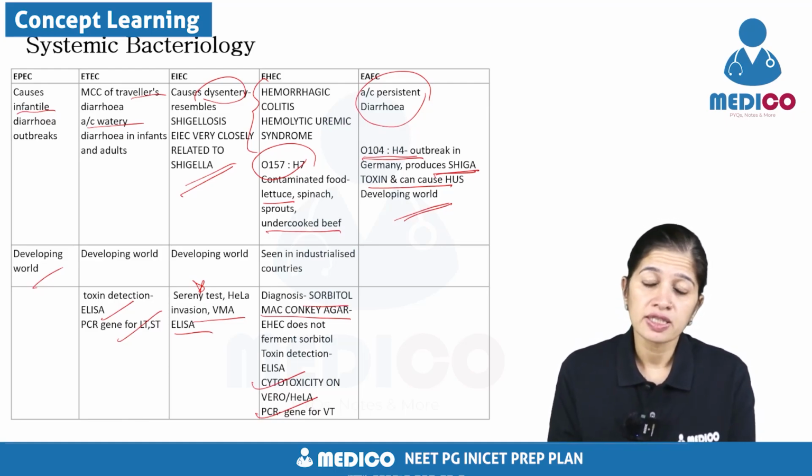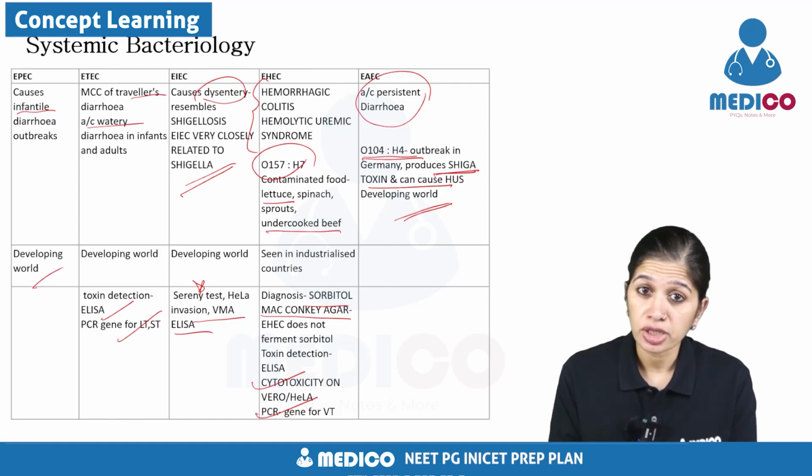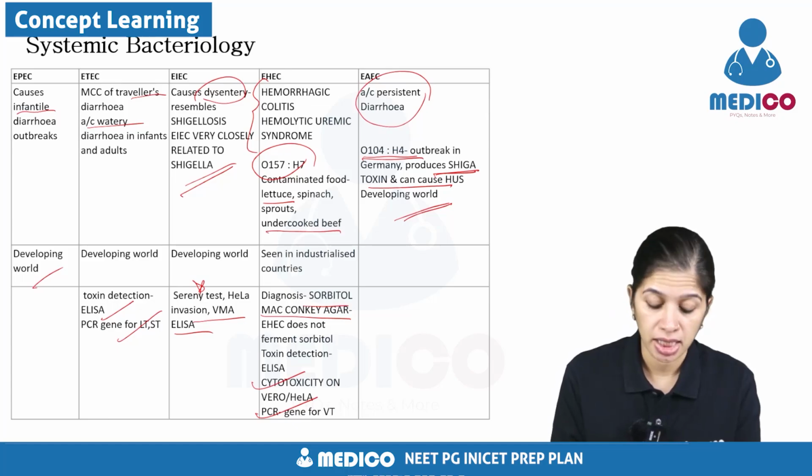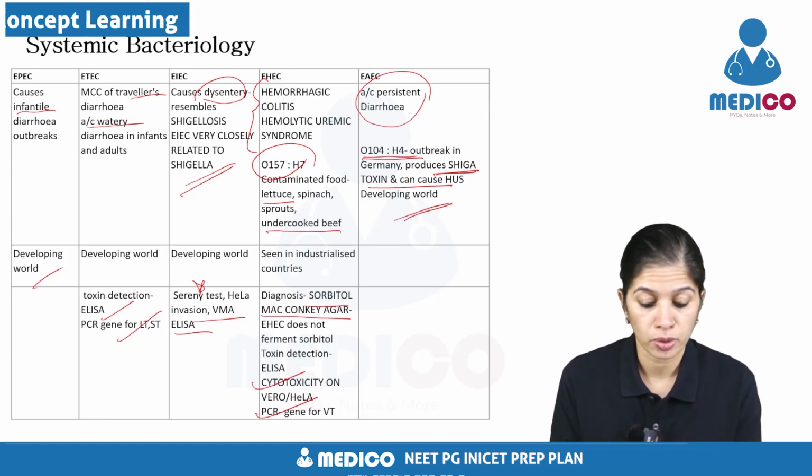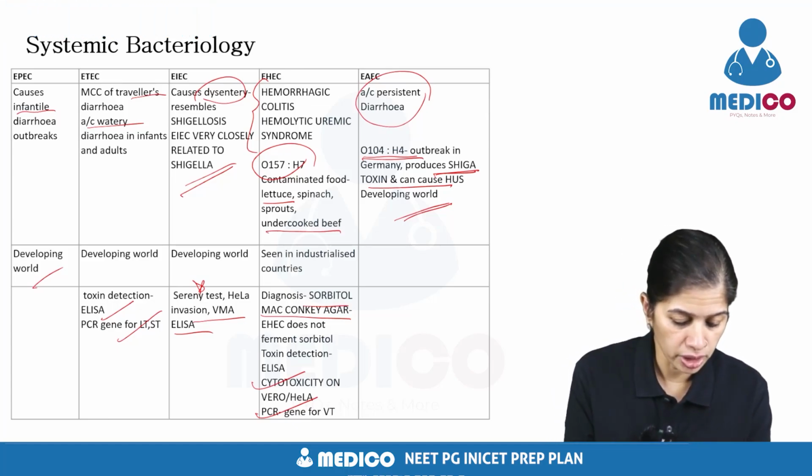And then enteroinvasive, you have to always remember it is just like shigellosis. So it will produce dysentery. The Sereny test can be used here. VMA ELISA and HeLa invasion can also be used to diagnose this.